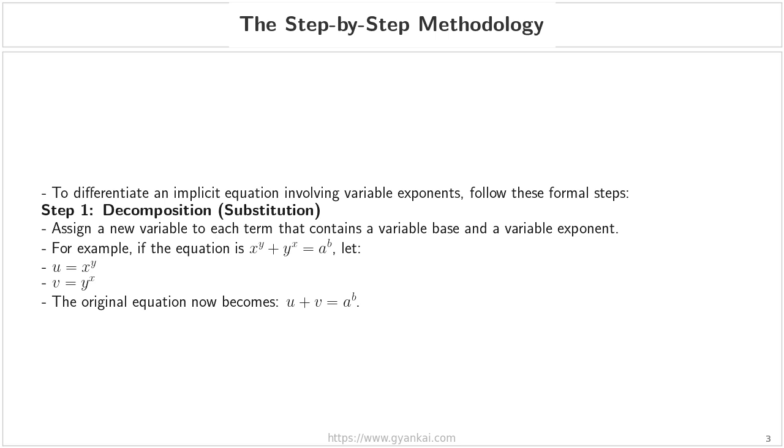Since we cannot apply logarithms to a sum, we simplify the equation by assigning a new variable to each term that has a variable base and a variable exponent. For instance, if we are working with the equation x to the power of y plus y to the power of x equals a to the power of b, we can let u equal x to the power of y, and v equal y to the power of x. By doing this, our complex original equation is transformed into a much simpler linear form. U plus v equals a to the power of b.